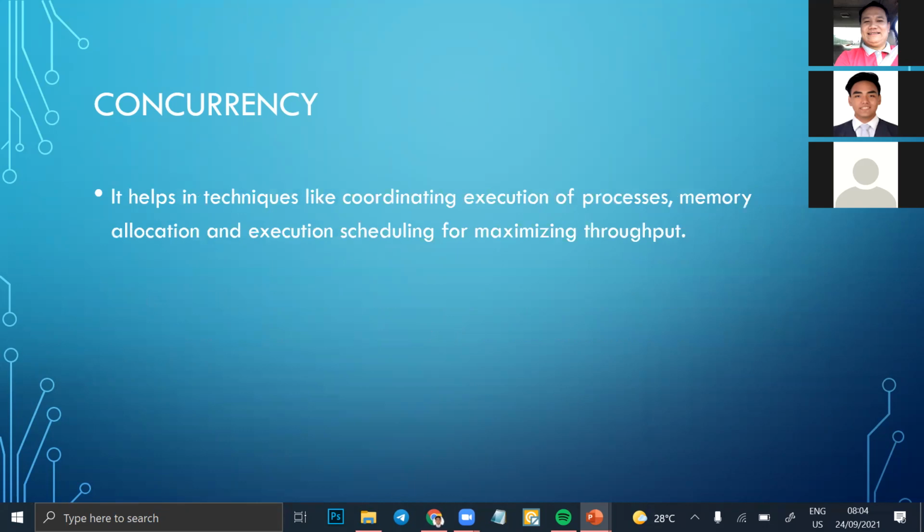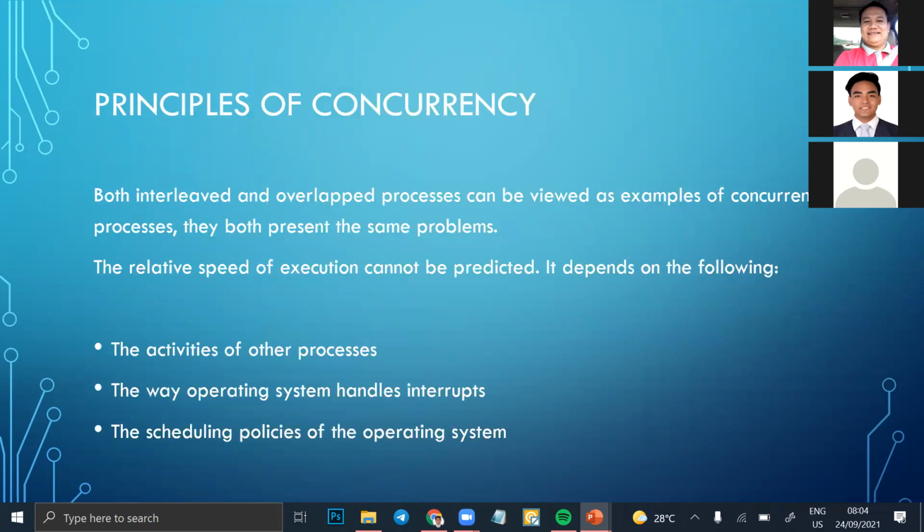On the next slide, concurrency helps in techniques like coordinating execution of processes, memory allocation, and execution scheduling for maximizing throughput, as Mr. Marmelo mentioned earlier. The next one is, what would be the principles of concurrency?